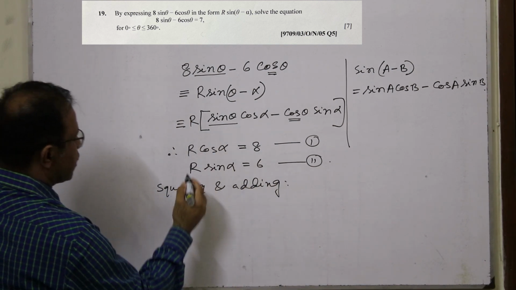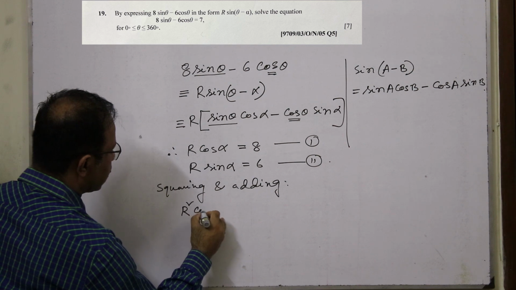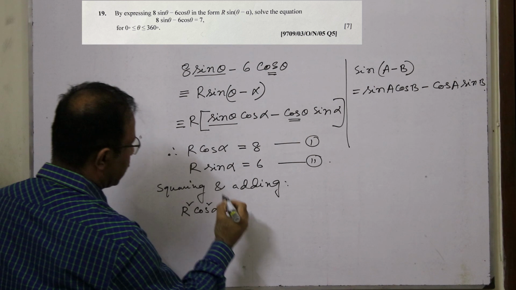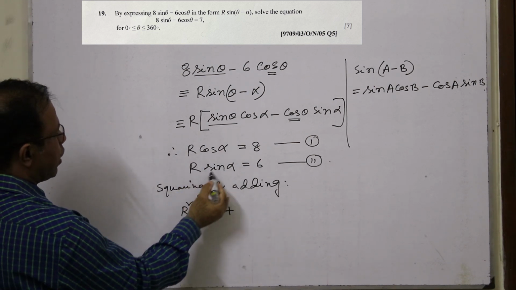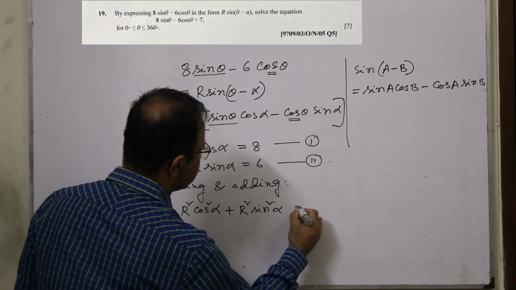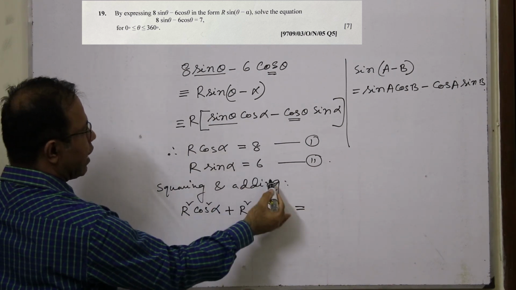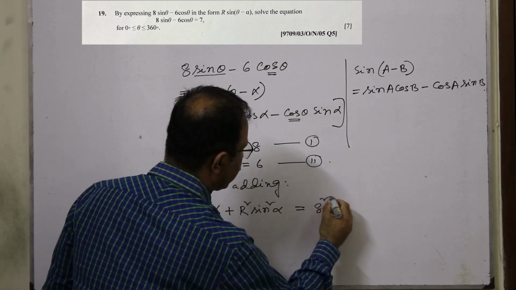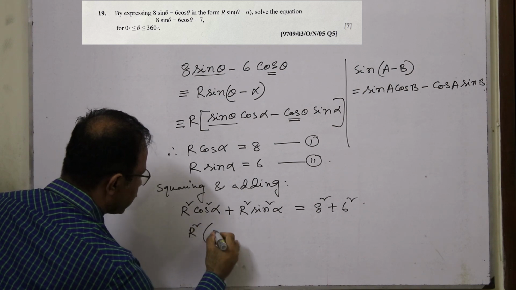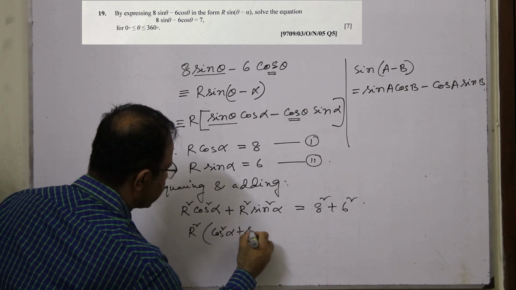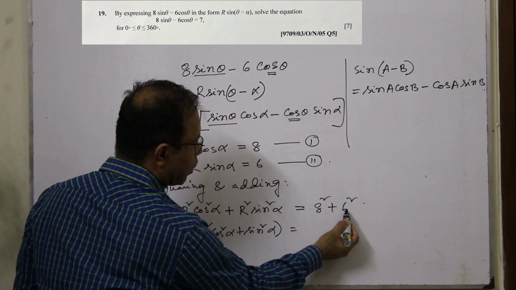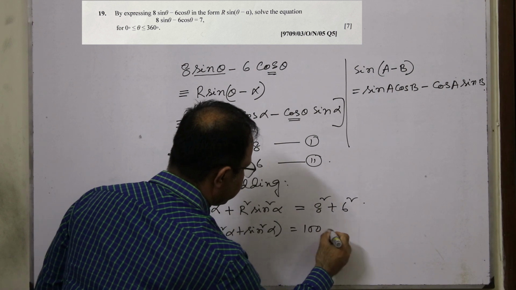If we square the left hand side, it becomes r squared cos squared alpha, and add r squared sine squared alpha. On the right hand side, squaring and adding gives 8 squared plus 6 squared. So if we take r squared as a common factor, cos squared alpha plus sine squared alpha equals 8 squared, which is 64, plus 36, which is 100.